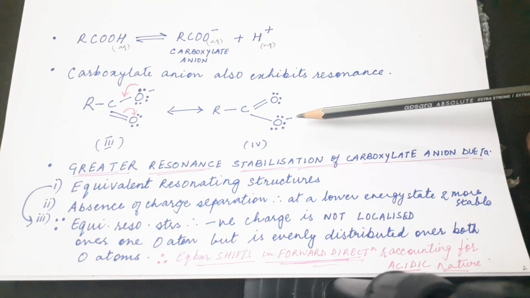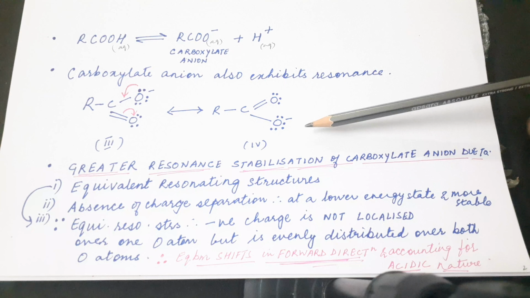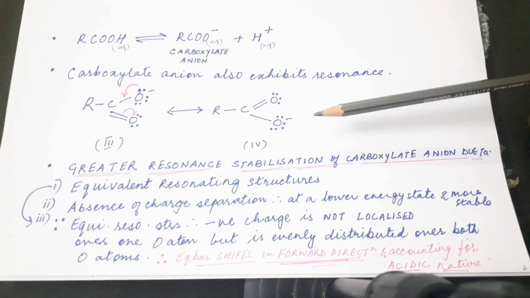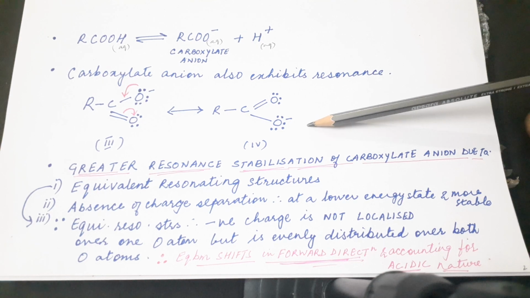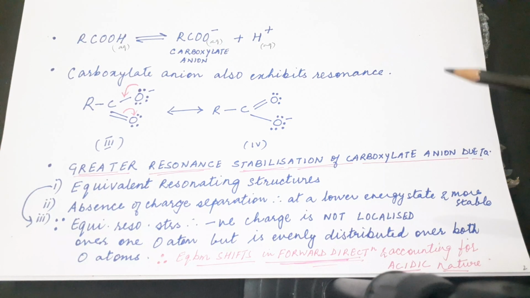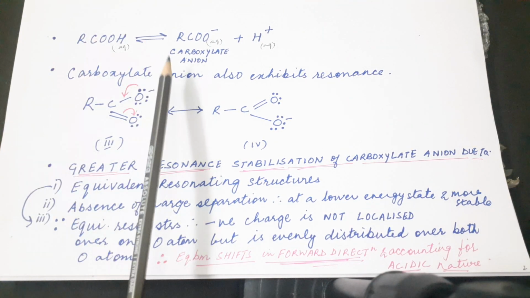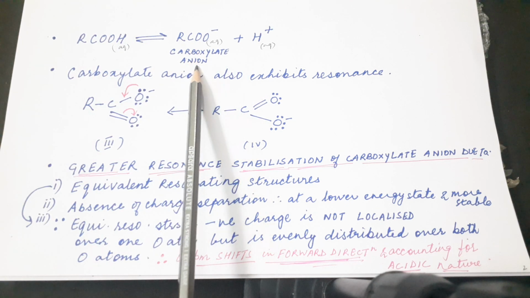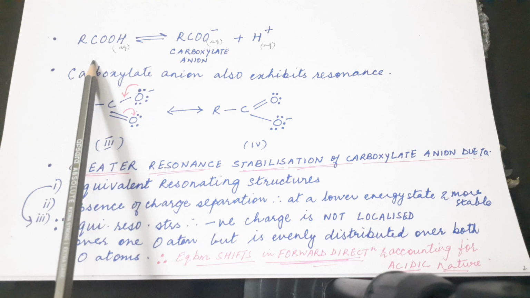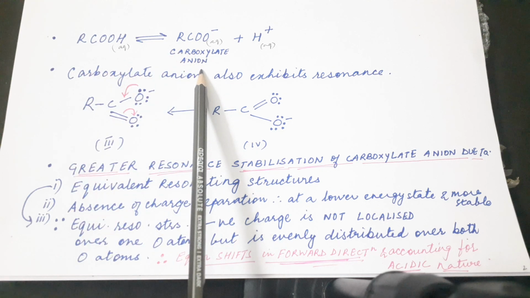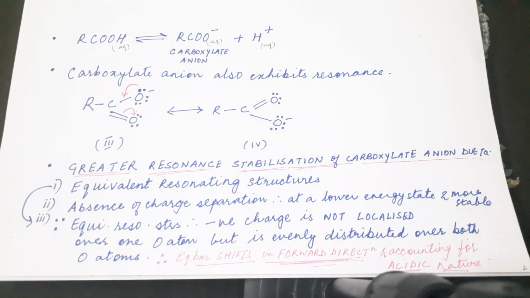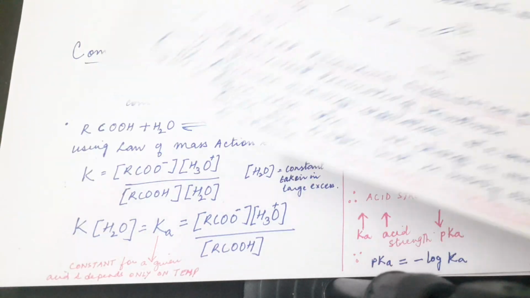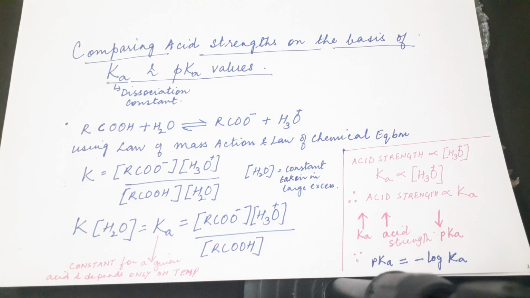And so absence of charge separation in the carboxylate anion brings it to a relatively lower energy level and therefore greater stabilization. As a result, the equilibrium will shift in this direction, making the carboxylate anion more stable than the undissociated molecule. If this is stable, that means H+ is available in this solution, and we can justify the acidic character of carboxylic acids.